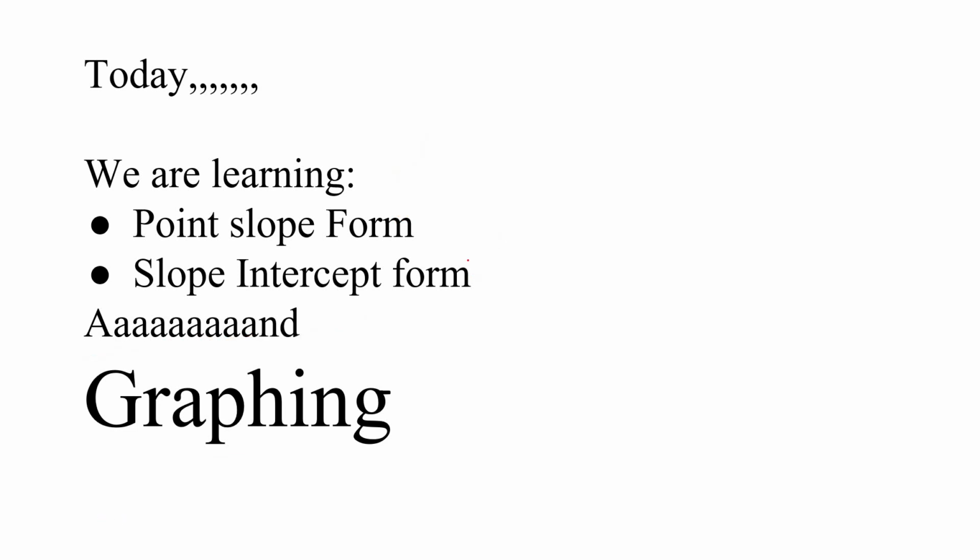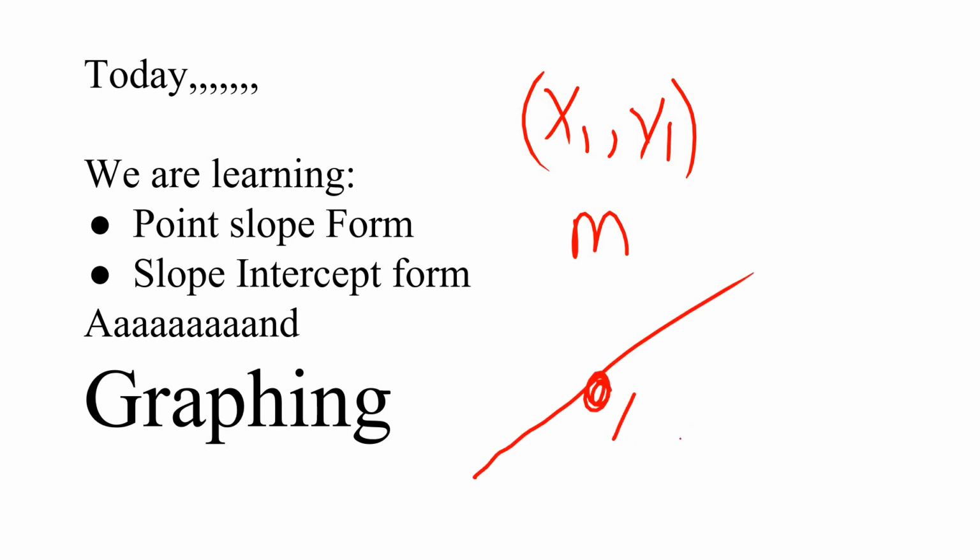So, more specifically, guys, I'm going to give you a point, x1 comma y1, and I'll give you an m. And I'll say, give me an equation for a line that passes through this point. If that's what you want to see, you're in the right location. You're watching the right video. So let's get started, everybody.